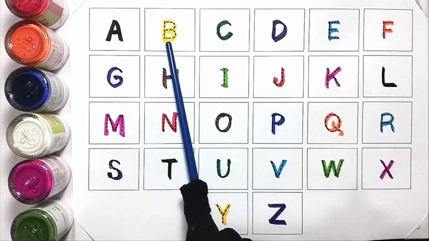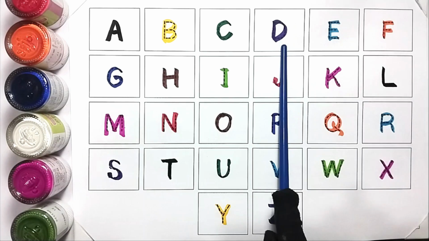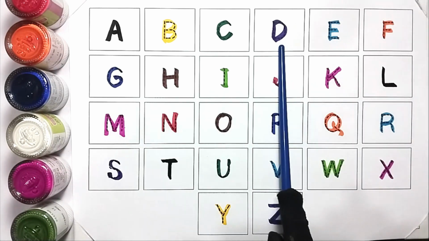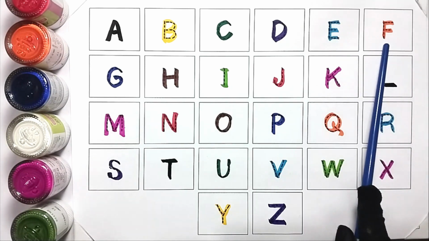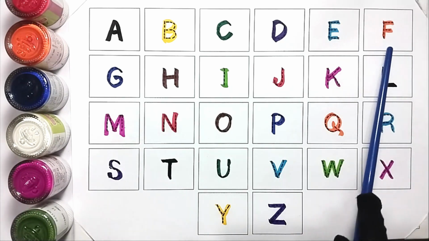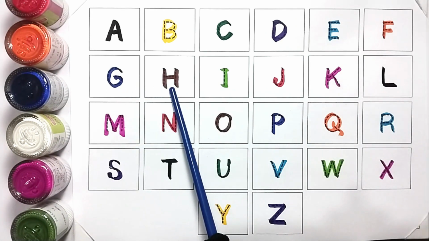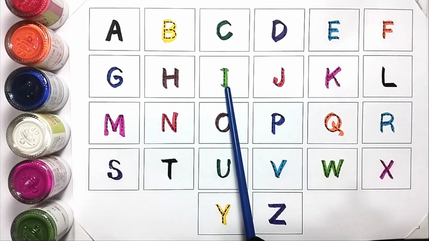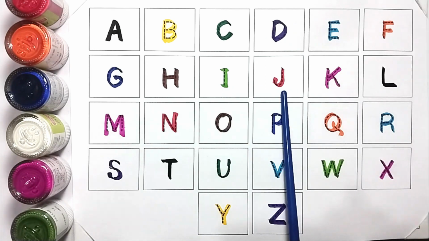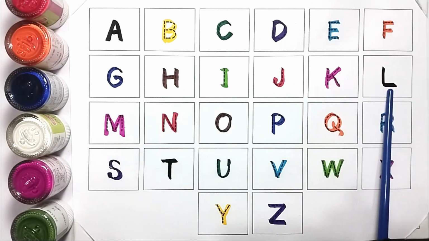B for banana. C for cow. D for doll. E for eye. F for foot. G for gun. H for honey. I for ice. J for jackfruits. K for kangaroo.